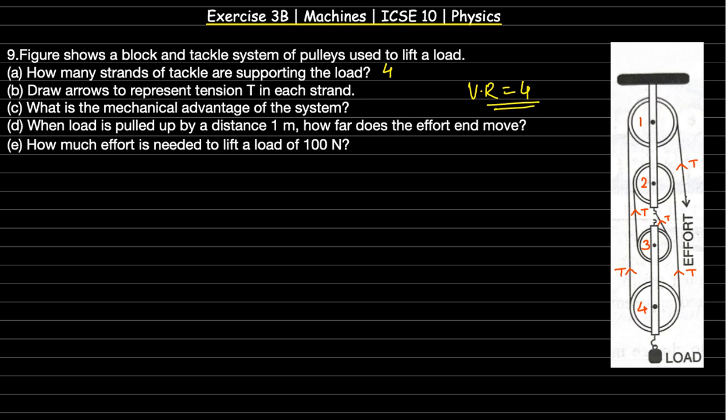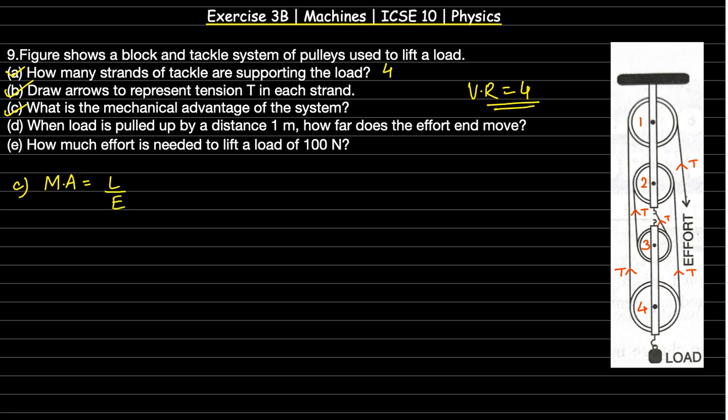Now we are done with the A part. Going with the B part, draw arrows to represent tension T in each thread. I've already drawn that. Getting into the third part, that is, what is the mechanical advantage of the system? Now we know the formula for mechanical advantage. Mechanical advantage is equal to load divided by effort.